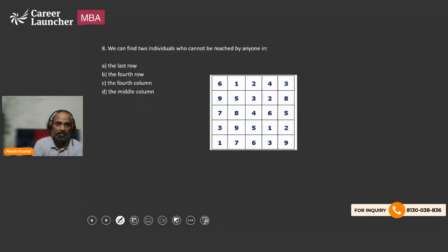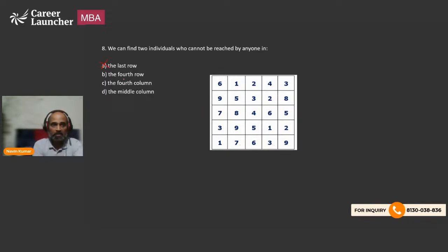Right? Next, we can find 2 individuals who cannot be reached by anyone in the last row. So if we look at the last row, there is definitely this guy who cannot be reached by anyone. 7 can be reached by 1, 6 can be reached by 5, 3 can be reached by 1, 9 can be reached by a lot of people. So we do not find 2 individuals here, right?